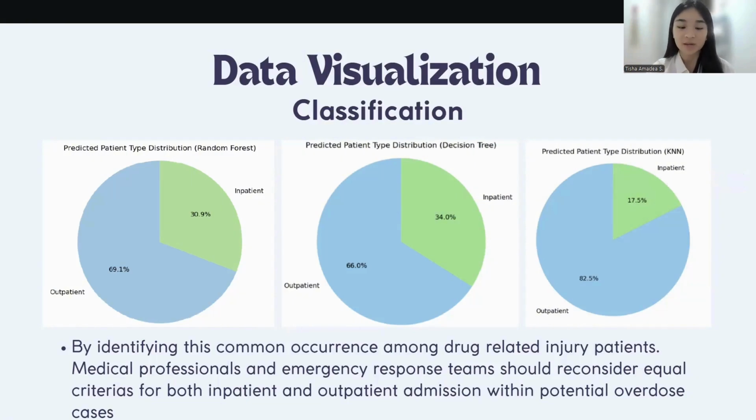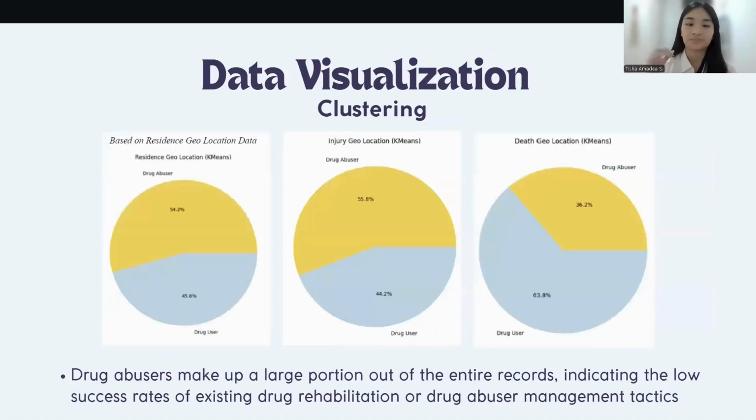By identifying these common occurrences of drug-related injury patterns, with most of the victims being outpatients, medical professionals and emergency response teams should reconsider equal criteria for both inpatient and outpatient admissions within potential overdose cases, trying to mitigate and lower the mortality rate of outpatients and make sure that both kinds of patient types receive the same amount of medical care in order to mitigate their overdose and try to prevent a potential fatality or death.